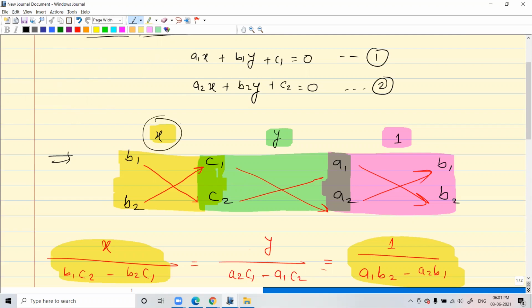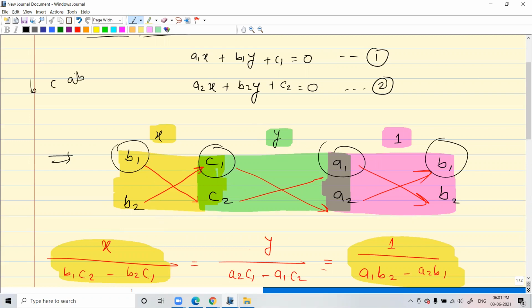And then once you have decided that you want to solve using the cross multiplication method, you write in this order: x, y, and then 1. Below that, to the left of x and to the right of x, you write B1, C1, A1, B1. That's the order. You have to remember this.